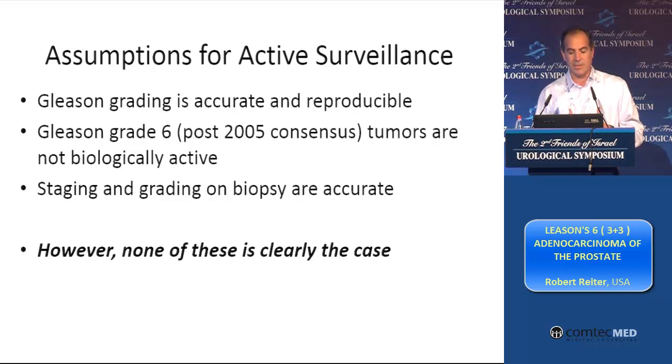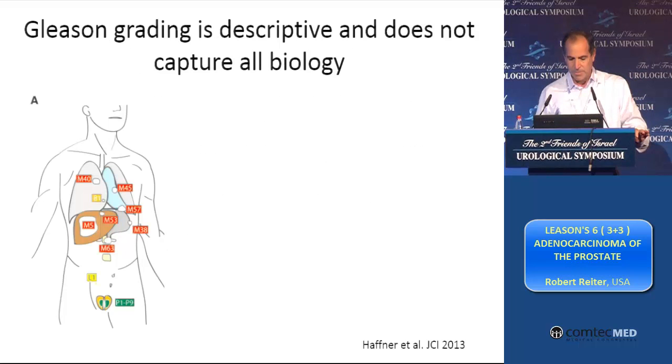Number two is that Gleason grade 6 tumors are not biologically active, which we touched upon. And number three, which probably is the larger of the problems that we face right now, is whether staging and grading on biopsy are accurate. That is, how do we identify the 20 to 30% of patients who are currently understaged or undergraded? By the same token, how do we identify those patients who could be good candidates for active surveillance, who right now are not identified as such on biopsy because they have maybe 4 cores of Gleason 6 as opposed to 2 or 3? So I'm going to try and tackle those.